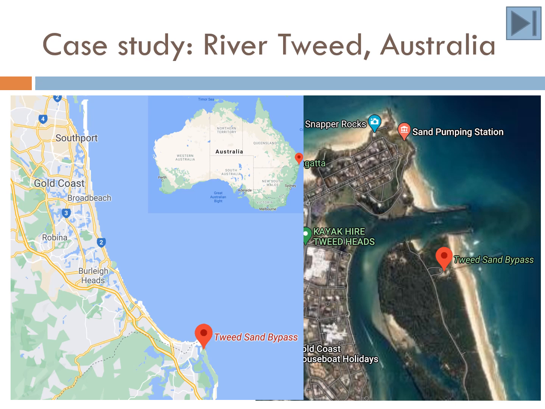This is a case study of sediment bypassing at a coastal inlet in River Tweed, Australia. You can click the button to access the website and watch the video. Basically, the location of the Tweed sand bypassing is here, on the east coast of Australia, south of Gold Coast. This is the river and this is the waterway and the inlet.